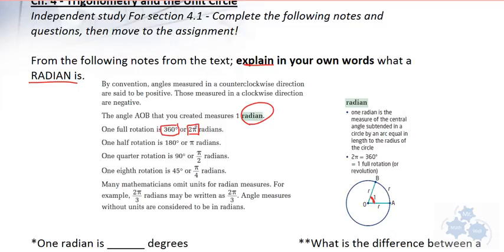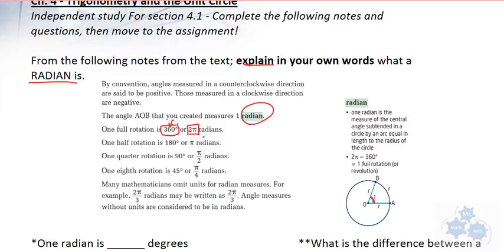So right away, what you want to see is that radians is a different way of expressing angle measure. Okay? It's another unit. It's just a different unit. And it's not based on 360 little parts of rotation. It's based on something else, and it includes pi.